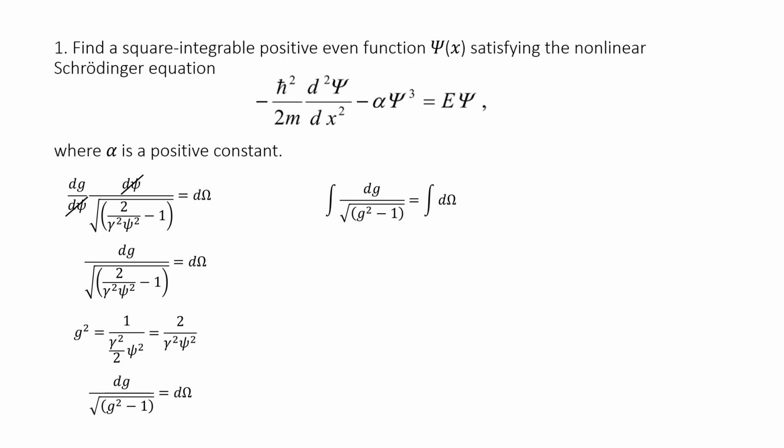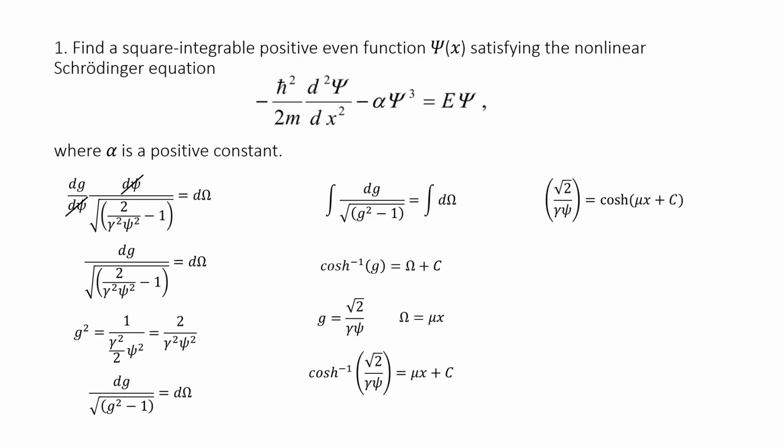Now we can integrate both sides, and we know that this equals the inverse of cosh. This is just a standard formula that one has to remember, and we get omega plus c. Now, remembering what our variables were, we can substitute back into the equation, which gives us root 2 over gamma phi equals cosh of mu x plus c. We've just moved the inverse cosh over to the right hand side there. And rearranging this, we can get an expression for phi.